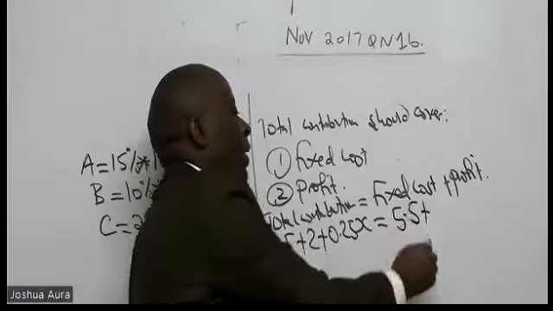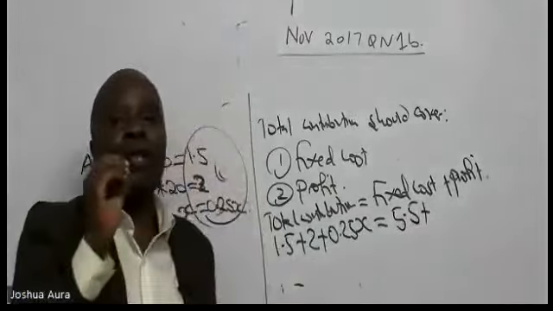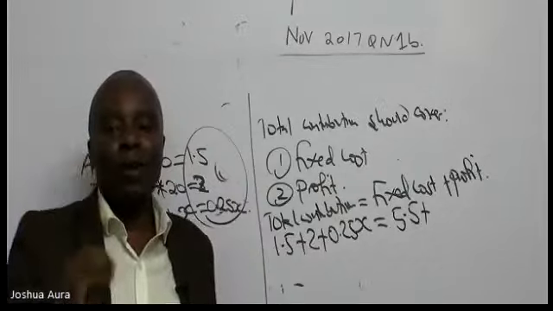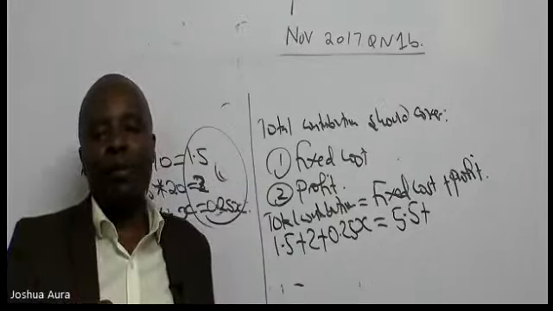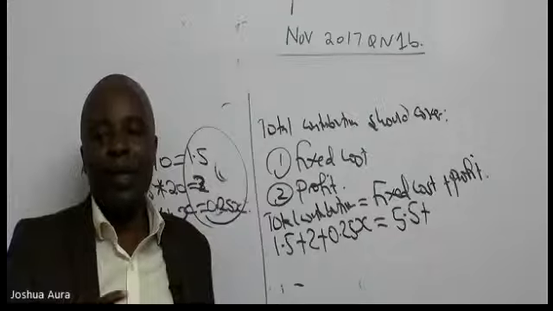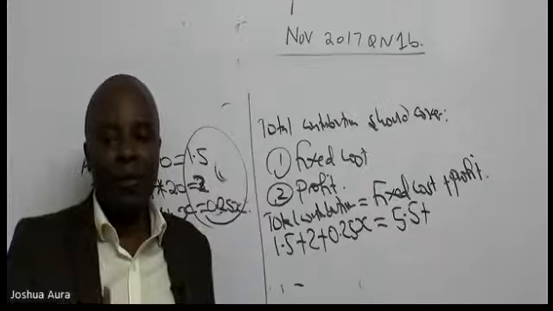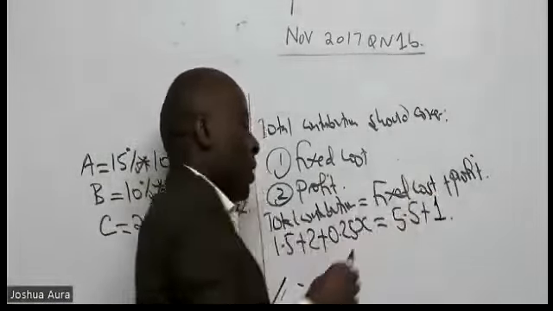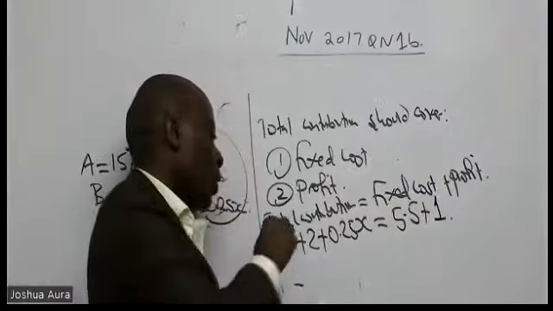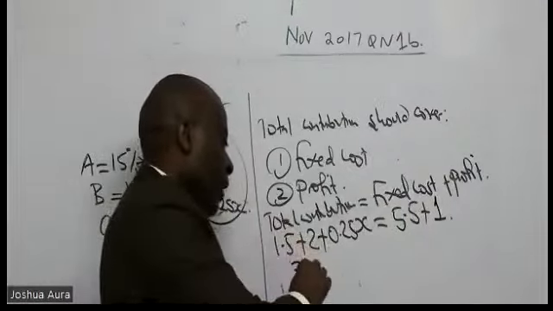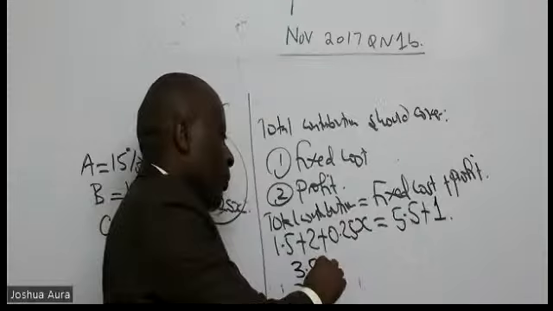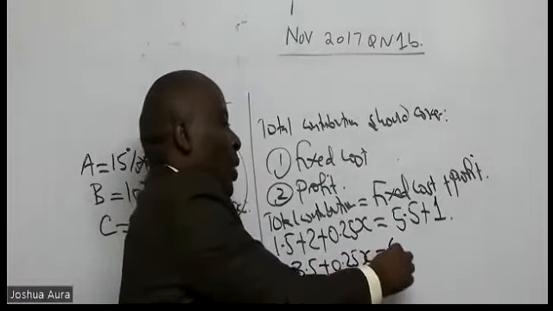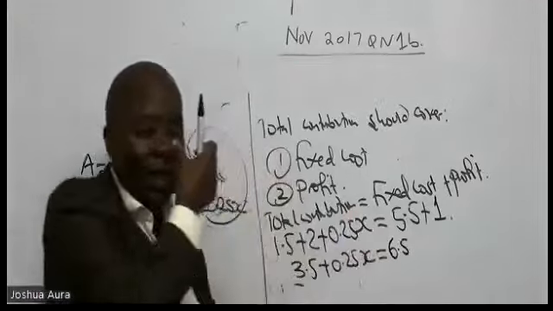How about profit? Is there any profit that these guys are targeting to get? Yeah, it's 1 million, isn't it? All my figures are in millions. So in this case, we have a profit of 1, so then this will give me 3.5. So 3.5 plus 0.25x should be equal to what here, somebody? Should be equal to 6.5 million, like that.